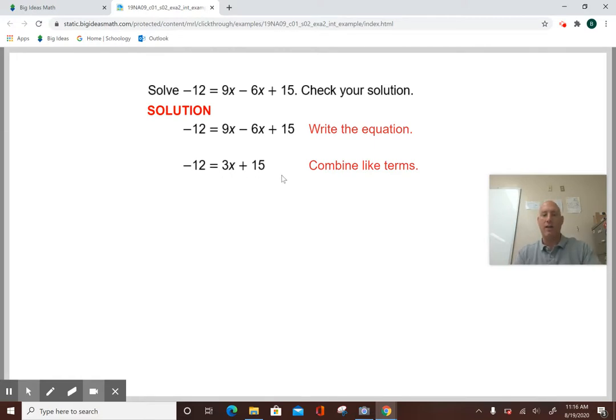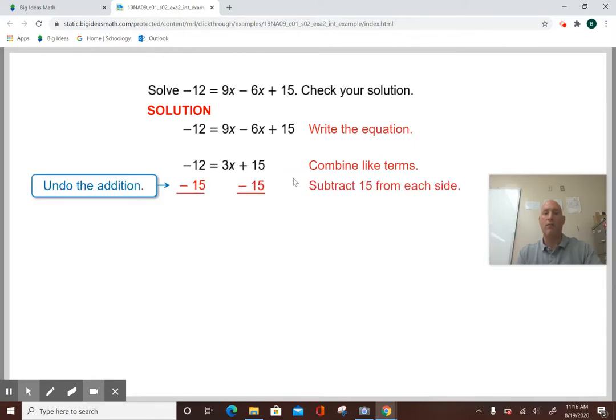Now when we look at this, take a second and think, here's my variable, what happened first, what happened second? First, I was multiplied by 3, then this whole thing was added by 15. So what should I get rid of first, the 3 or the 15? If you said 15, you were correct. So let's get rid of the 15. How do I get rid of plus 15? Subtract 15. If I subtract 15 from each side, negative 12 minus 15 gives me negative 27. And then the 3x comes down because this went away, which is exactly what I wanted.